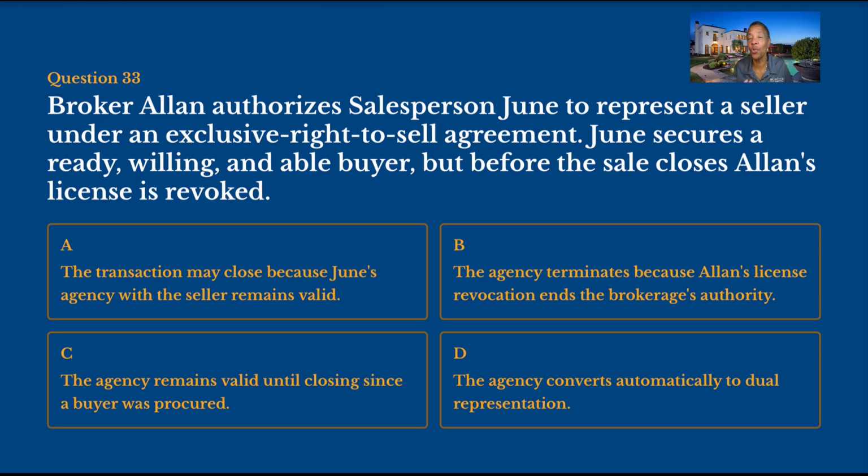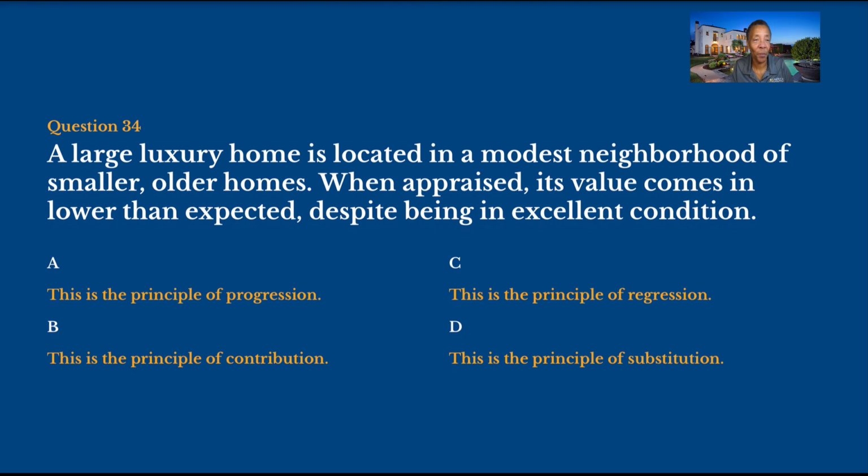Now, guys, this is really in a state where you have brokers over salespeople. Just make sure it's a broker over a salesperson. In that type of state, the answer, of course, is going to be B. The agency is going to terminate immediately when Allen's license is revoked, because who is the agency with? It is with Allen. Allen's now out, so there is no agency. It's just like poor June in that situation.